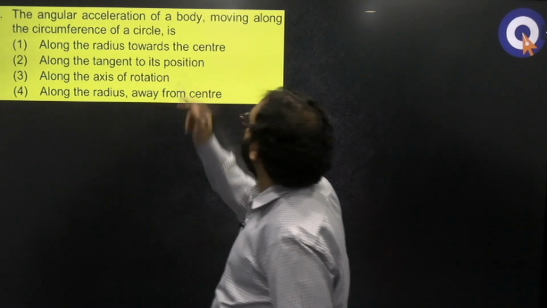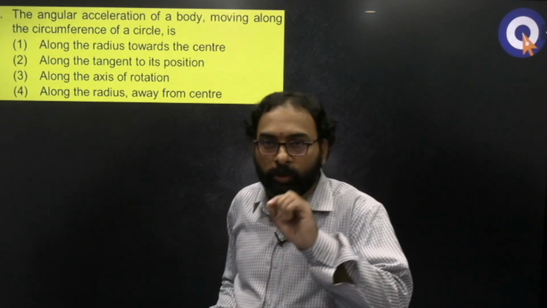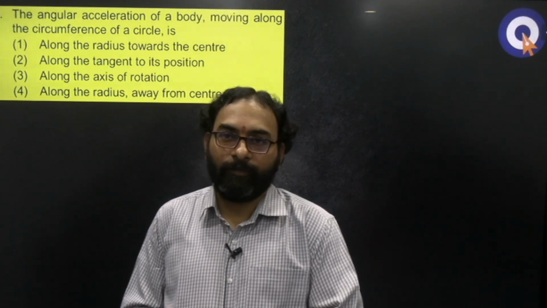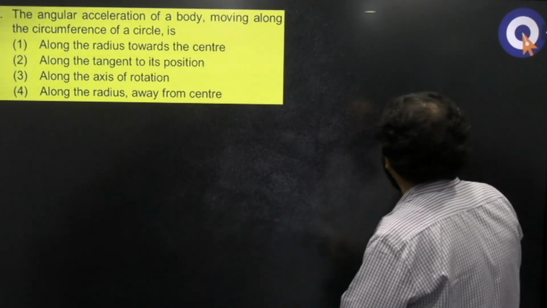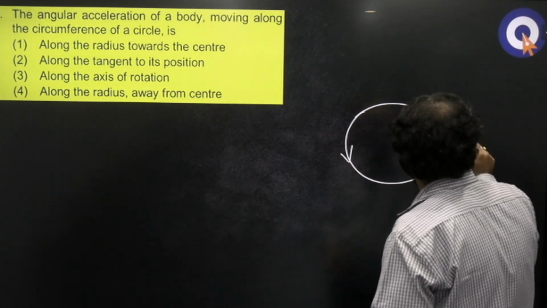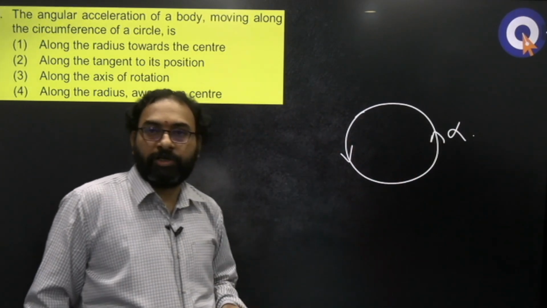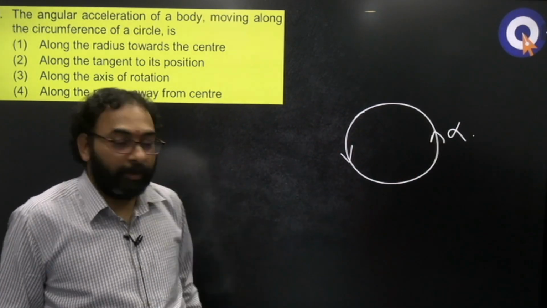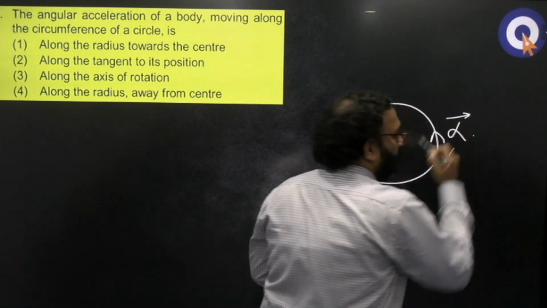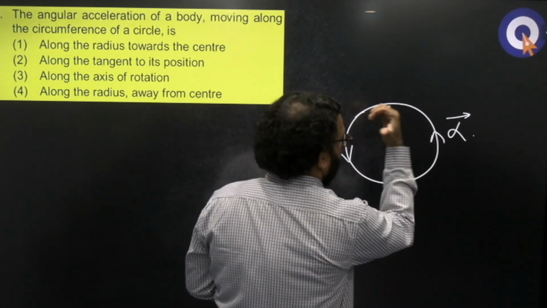The angular acceleration of a body moving along the circumference of a circle is dash. Do you remember angular acceleration? It's a vector quantity, an axial vector. Suppose the object is rotating this way with some angular acceleration alpha. It's a rotational variable which is a vector quantity, and the direction of such rotational quantities can be expressed with the right hand thumb rule.